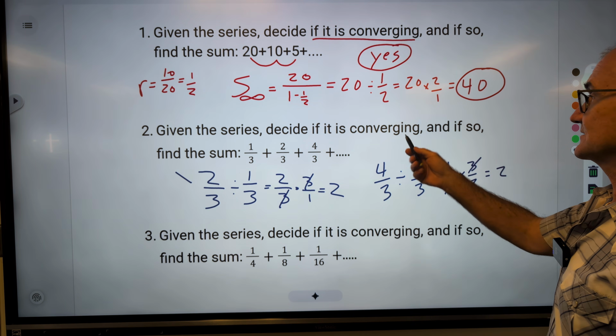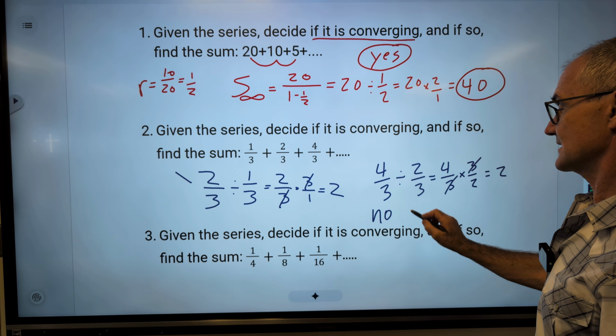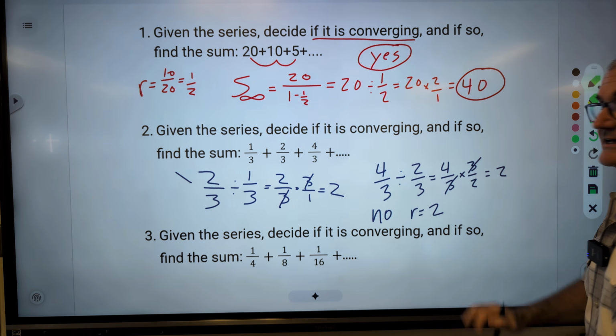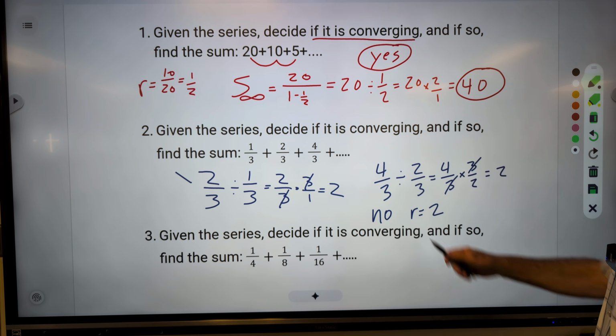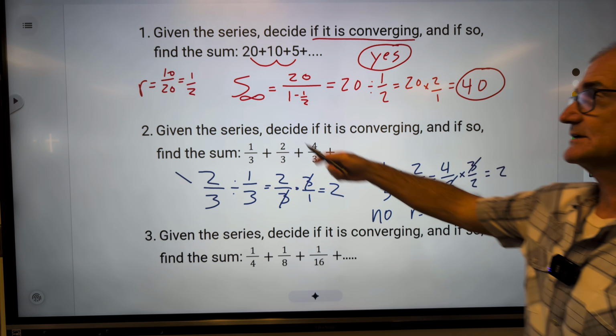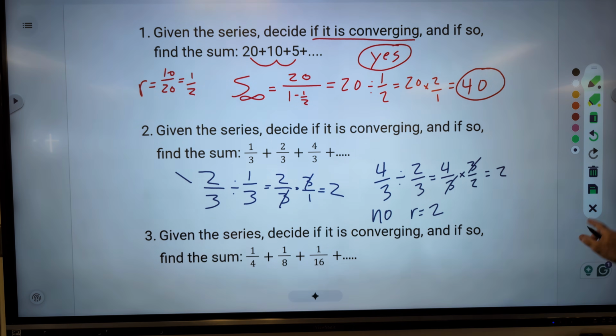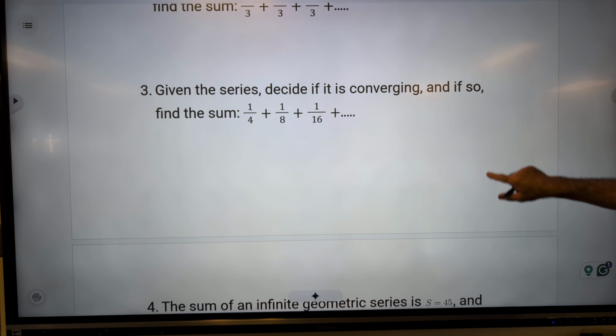So decide if it is converging. No, it is not. The common ratio is equal to 2. That's as far as you go. You just say it is not converging, therefore there is no sum of that series. All right, let's move ahead to number 3 here.